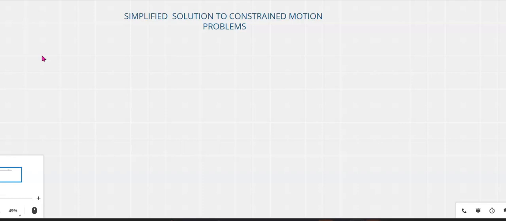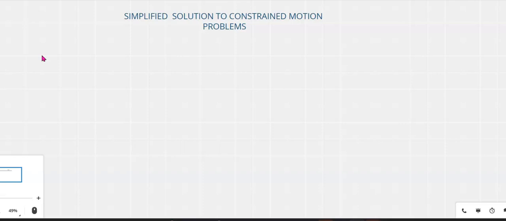So the solutions for constrained motion problems are discussed in several places, but still there seems to be some difficulty to understand. So it's for that reason that I selected three problems and I discuss here the solution to these problems so that the concept of the approach to solving the problems is clear.